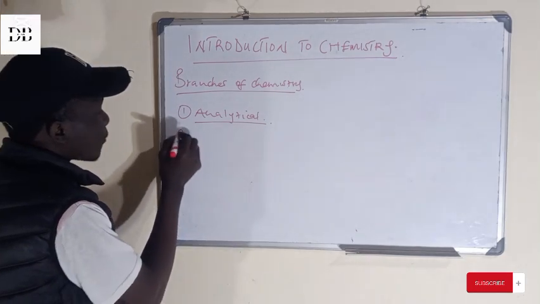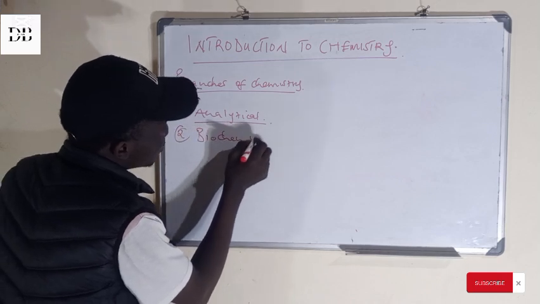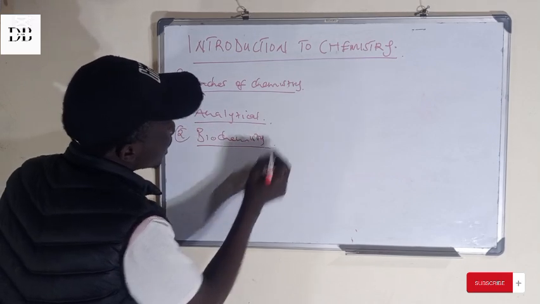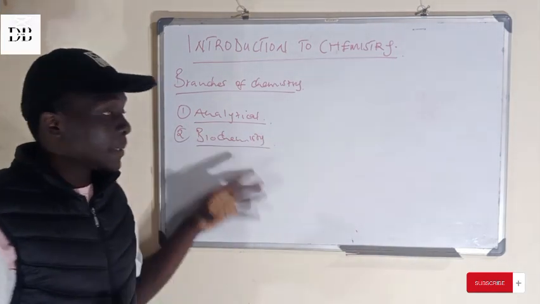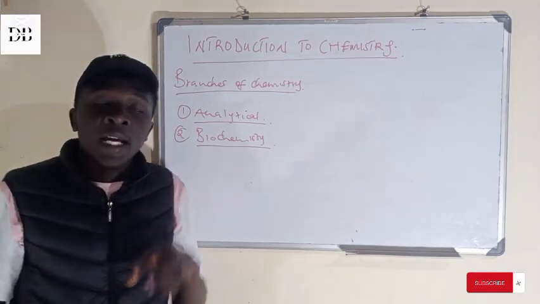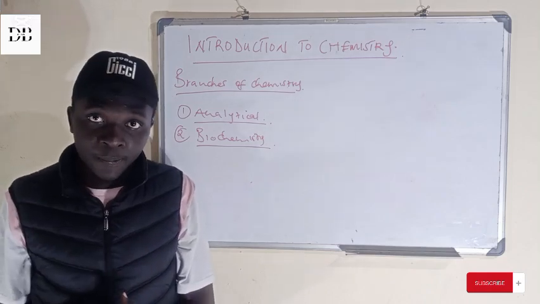Number two, we have what is called biochemistry. Biochemistry is also a branch of chemistry that focuses on the biology of chemistry, from the word biochemistry. So this one describes how chemical reactions take place inside a living organism.